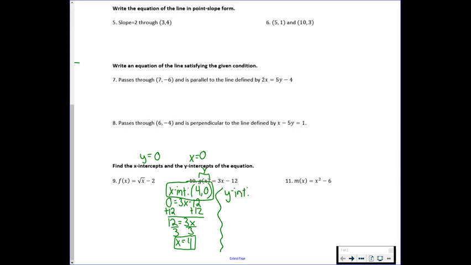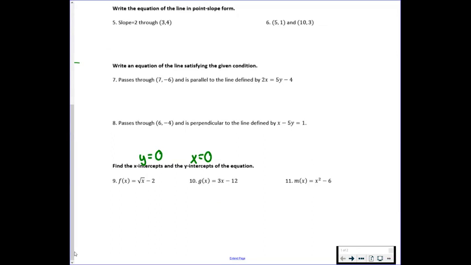Let's go get the y-intercept. The y-intercept, I'm going to plug in x equals 0 and solve. Y equals 3 times 0 minus 12. 3 times 0 is 0, minus 12 is negative 12. So my y value was negative 12. My x value was 0. Y was negative 12. And that is where my y-intercept is at.